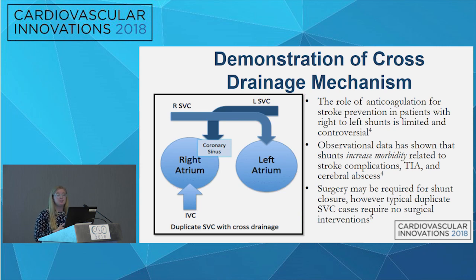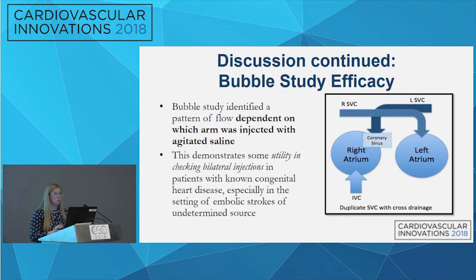So right SVC into the left atrium. The role of anticoagulation in this population is highly controversial and very limited, which is obvious. The observational data we do have on right to left shunts shows there is increased morbidity related to stroke complications, TIA, and cerebral abscess. So surgery, though not typically required for usual duplicate SVC patients, was recommended in this case because of the shunt.